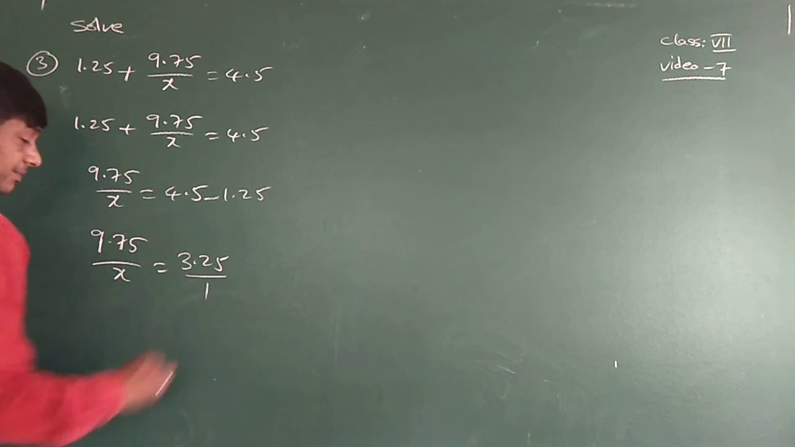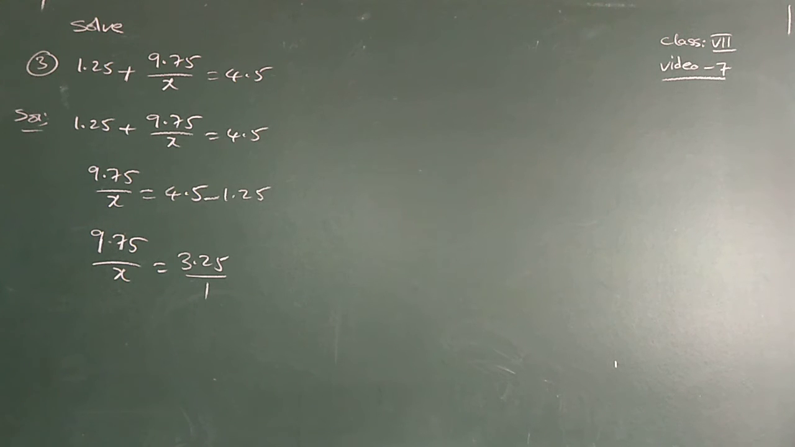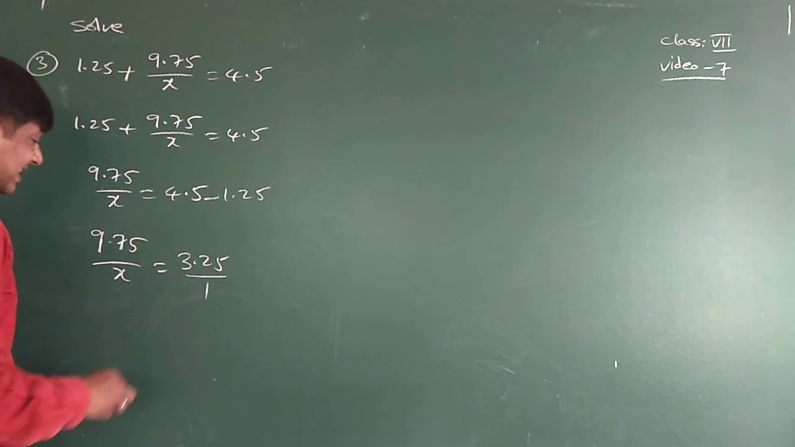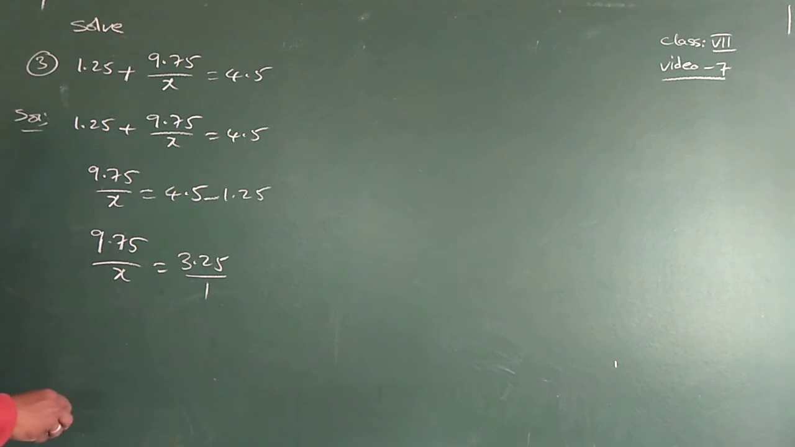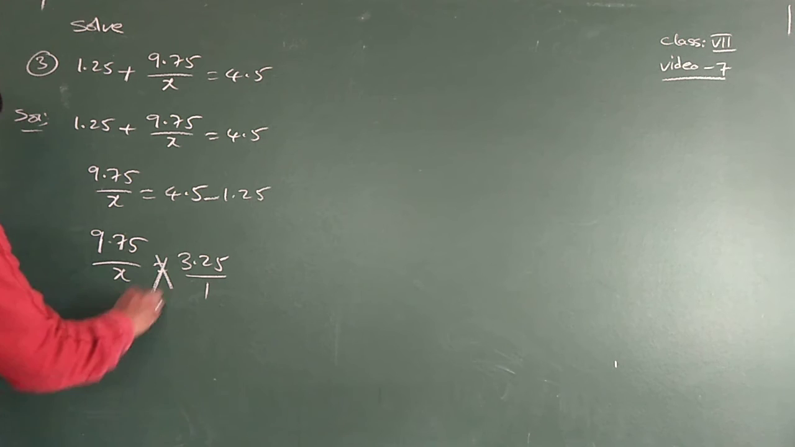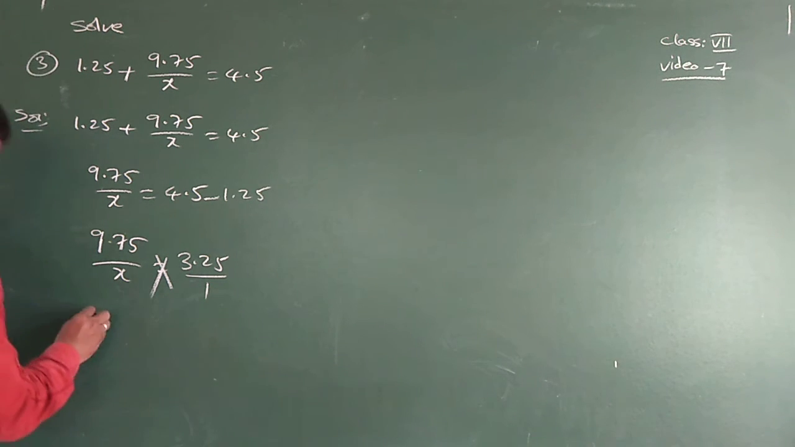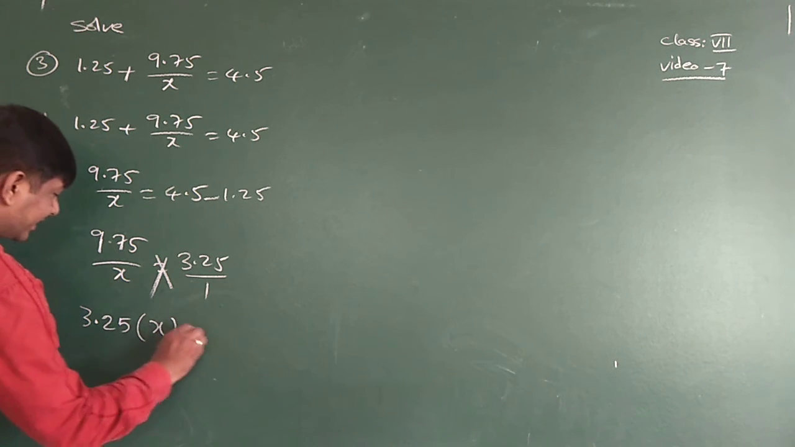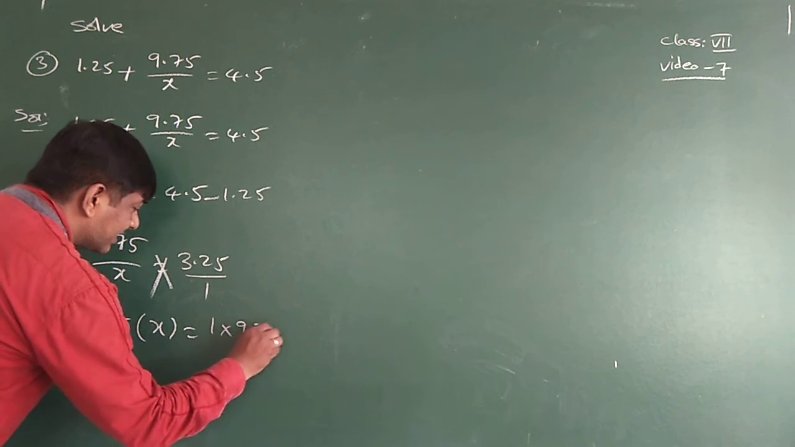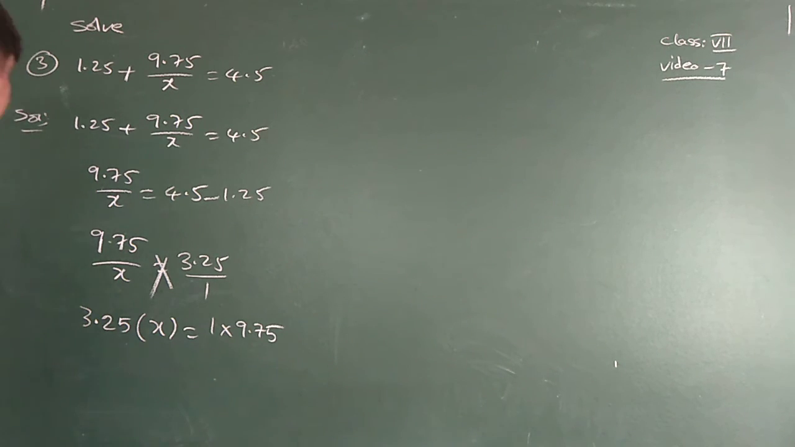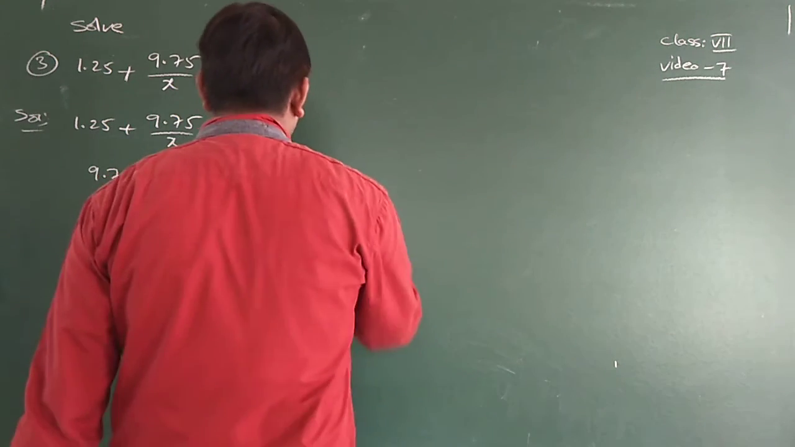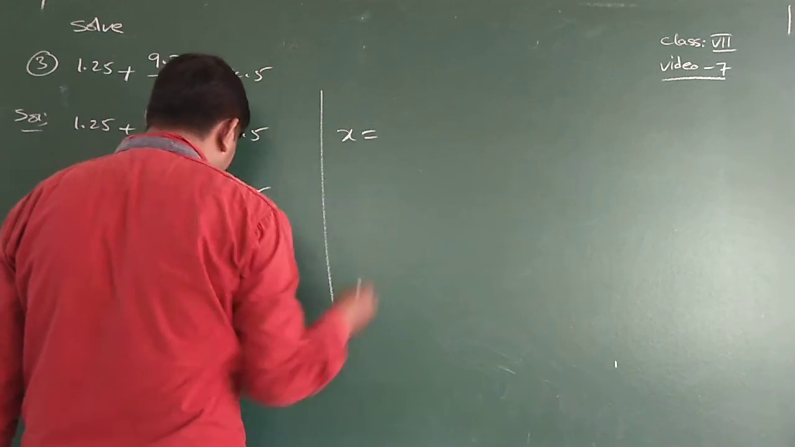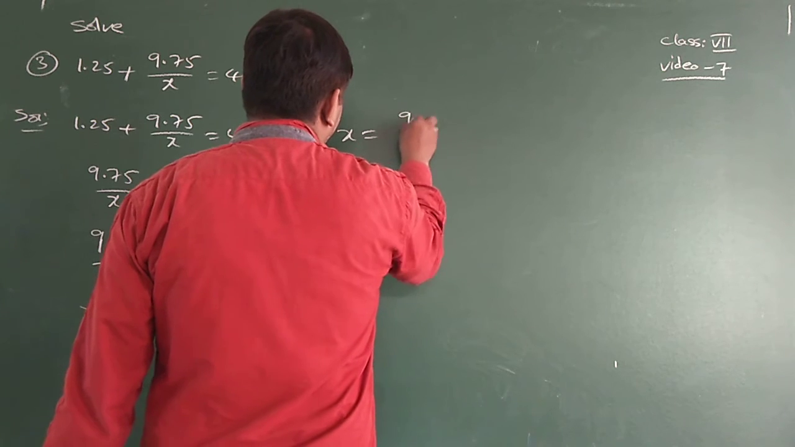Now 3.25 can be written as 3.25 by 1. Now cross multiply again, but I don't simplify this. 3.25 into x is equal to 1 into 9.75. Now I require the variable value, so I have to find the value of x.